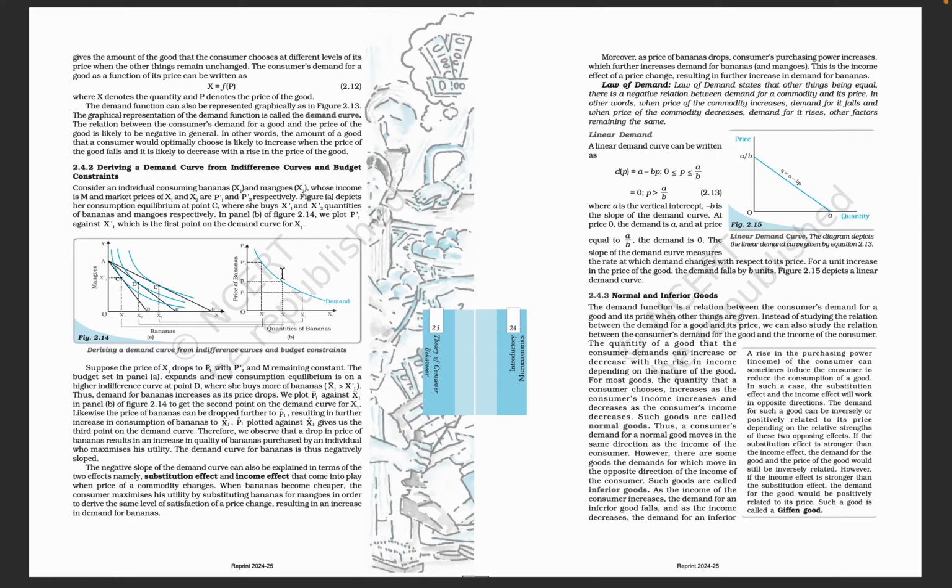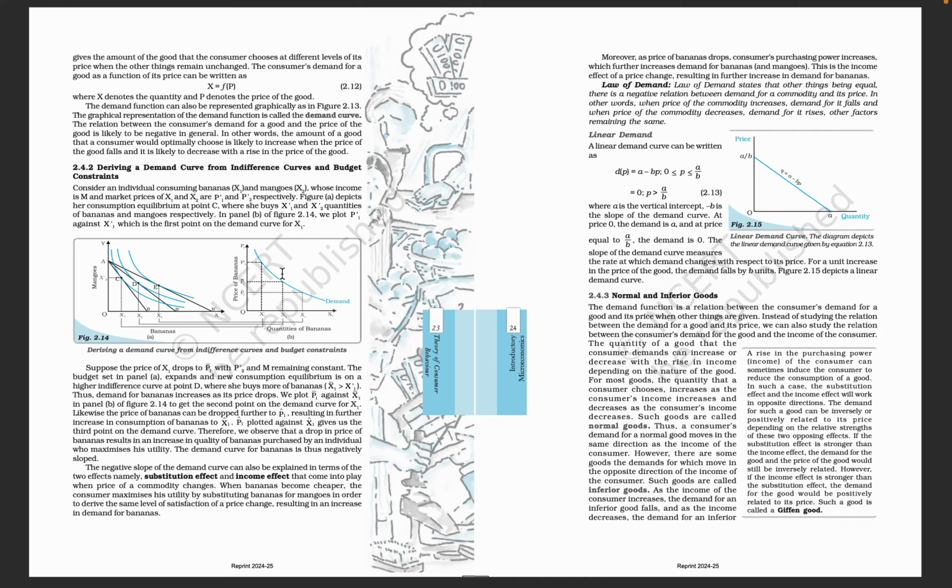Likewise, the price of bananas can be dropped further, resulting in a further increase in consumption of bananas, and this plotted against x1 gives us the third point on the demand curve. Therefore, we observe that a drop in the price of bananas results in an increase in the quantity of bananas purchased by an individual who maximizes his utility. This demand curve for bananas is thus negatively sloped.